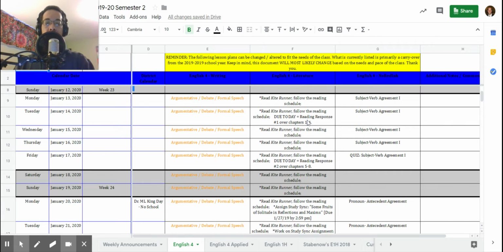If you look at Tuesday, students know that they should have chapters 1 through 4 already read because the first reading response is due on Tuesday. And then they will continue with the reading. And on Friday, the second reading response that will cover chapters 5 through 8 is due. And again, there's no variation on those due dates. Once those are set, those are expected to be completed.